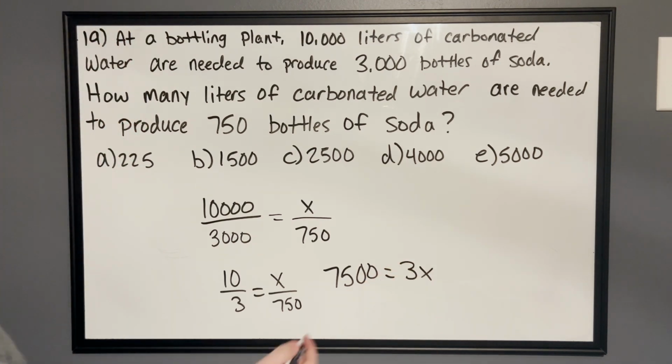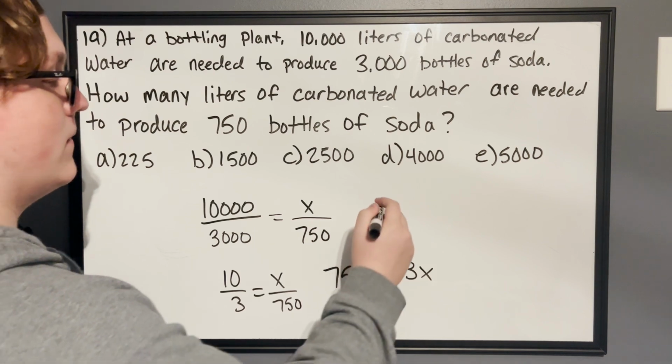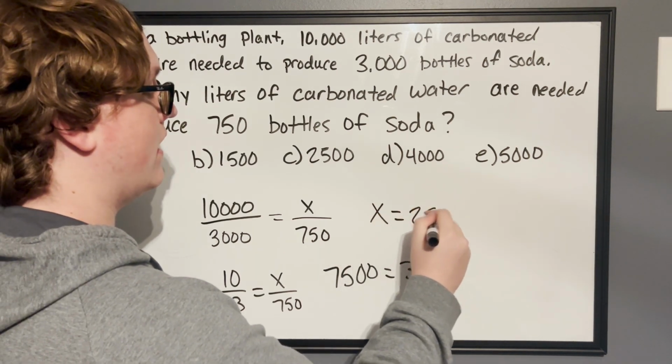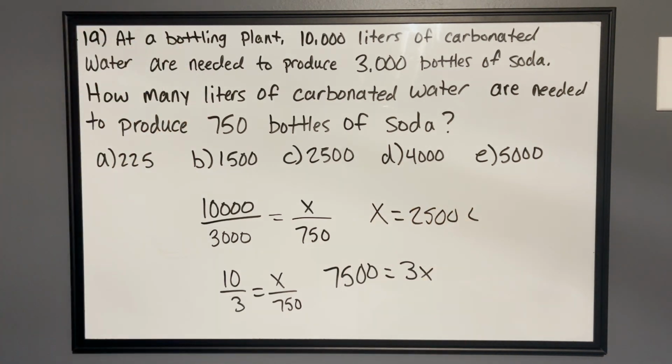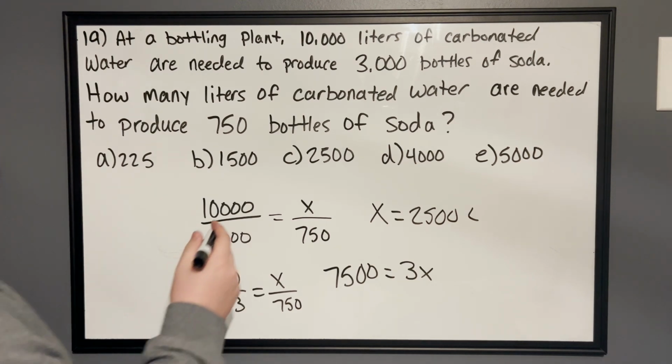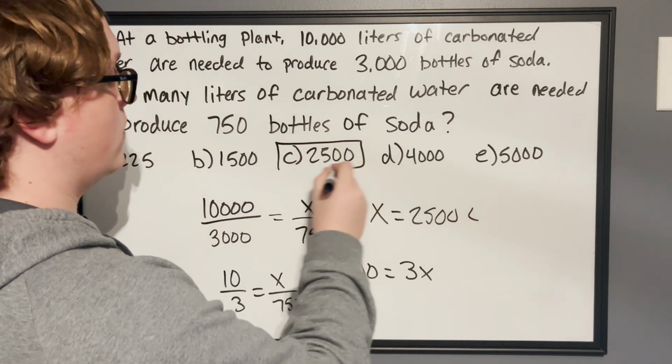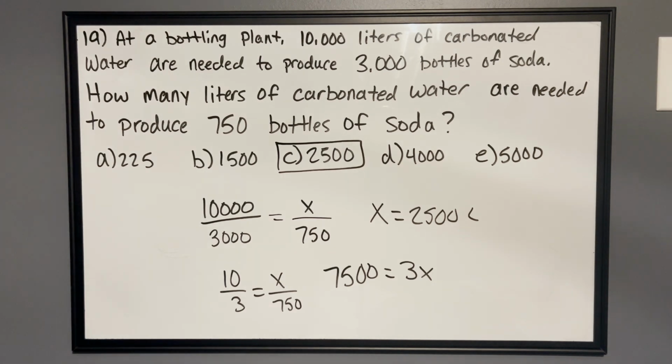So now to solve for x, of course, we just divide by 3. So when we do that, we get x is equal to 2,500 liters of carbonated water. So our answer for question 19 is going to be C, 2,500 liters. So that's it for this one. Let's move on to question number 20.